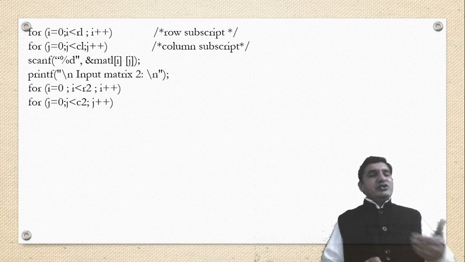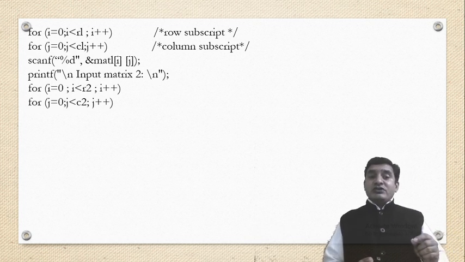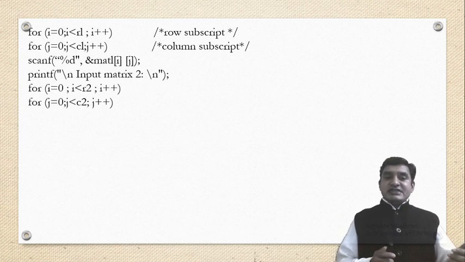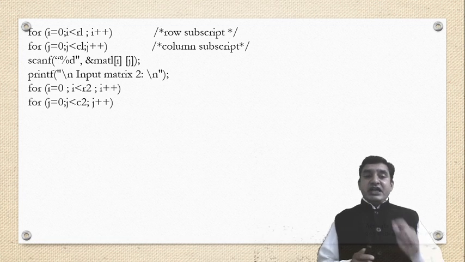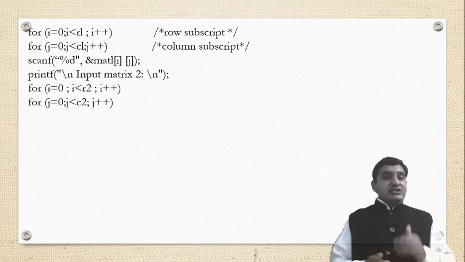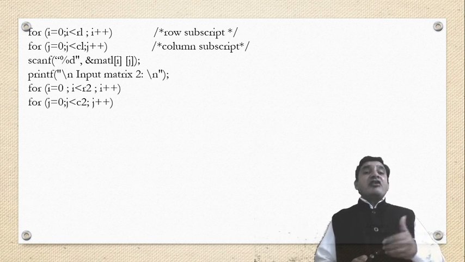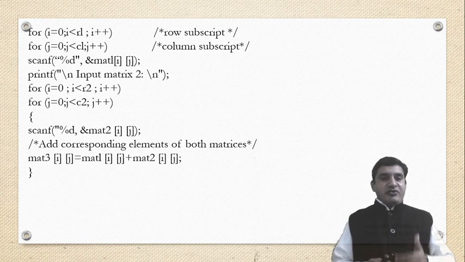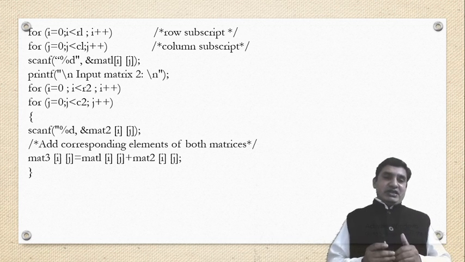Again we use a for loop, j is equal to 0 as initialization, j is less than c2, that is the number of columns of the second matrix, and j is incremented. This is the column subscript for the second matrix. Now we have to add these two matrices.